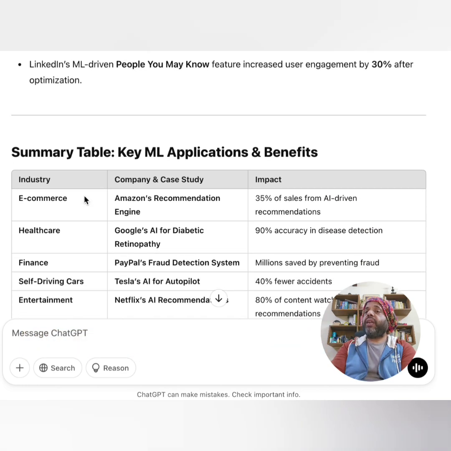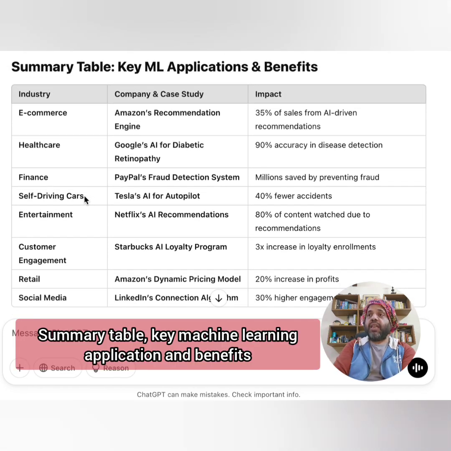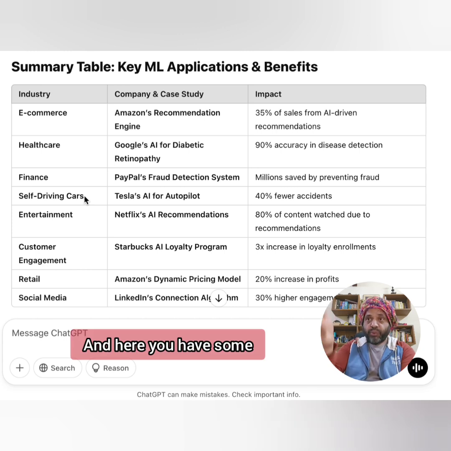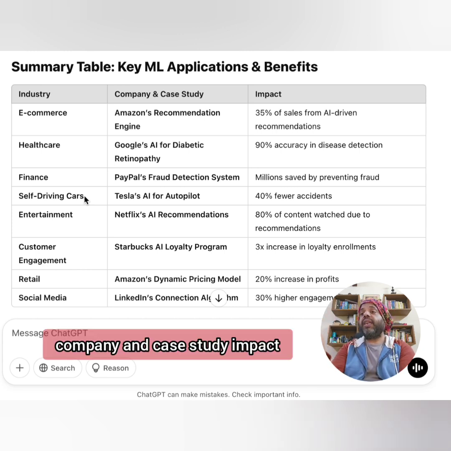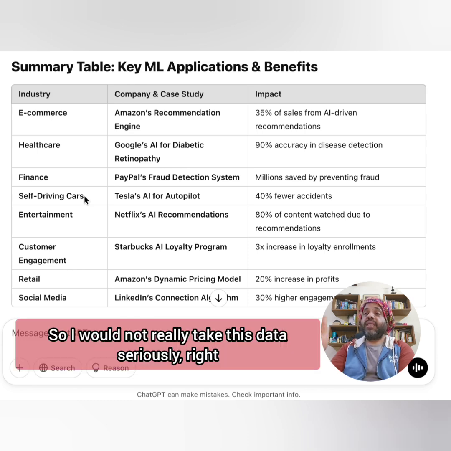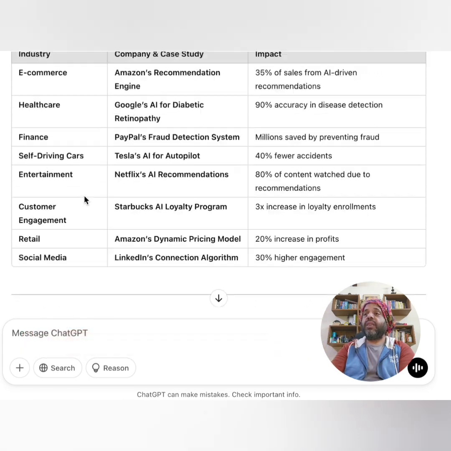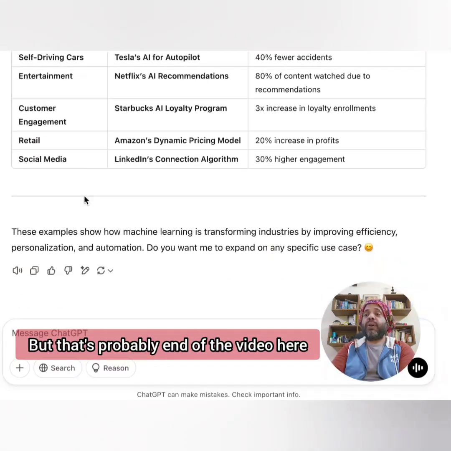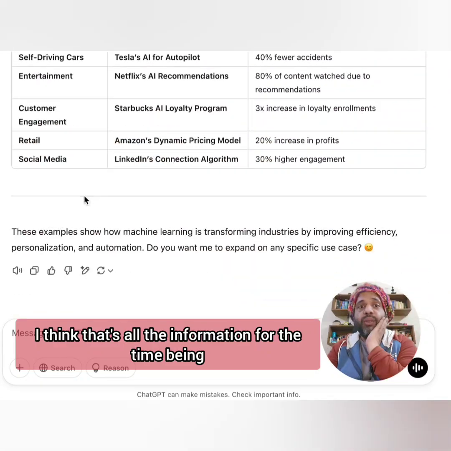Summary. Okay, here's a summary which you can have a quick look at. Summary table, key machine learning applications and benefits. And here you have some industries, companies and case study impact. So I would not really take this data seriously, right? I think it's a lot of hallucination. But that's probably the end of the video here. I think that's all the information for the time being.